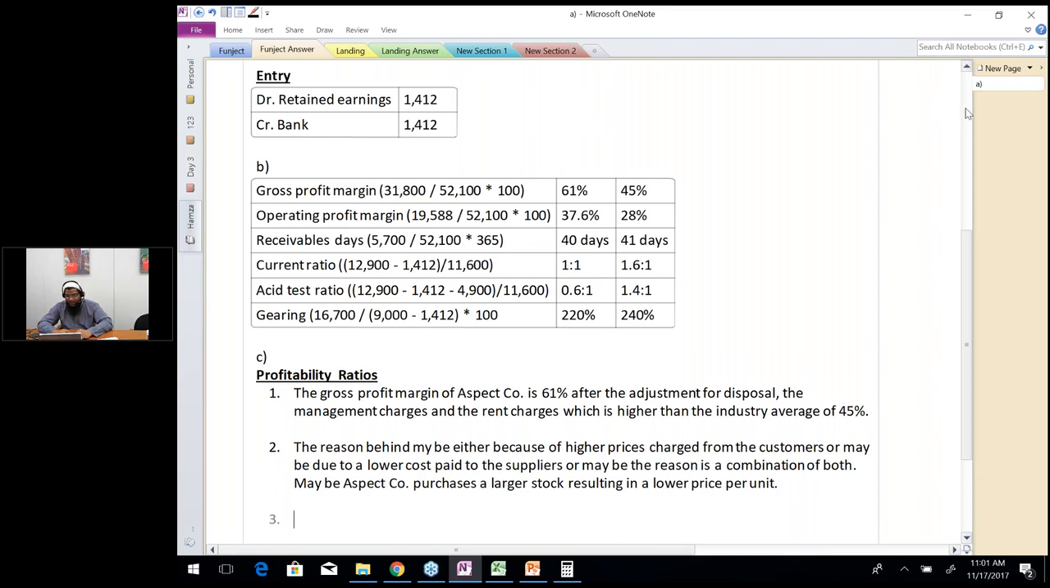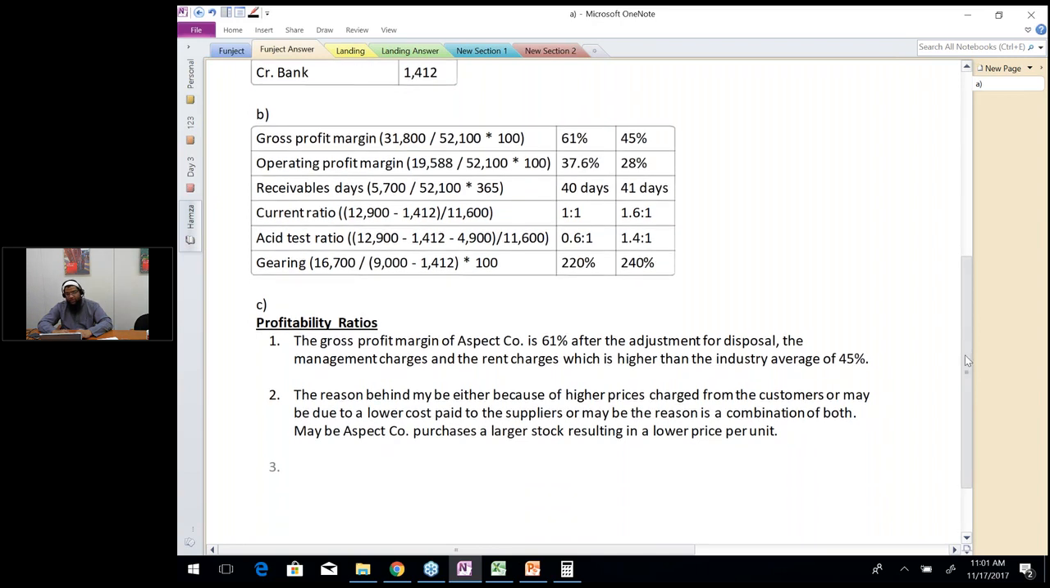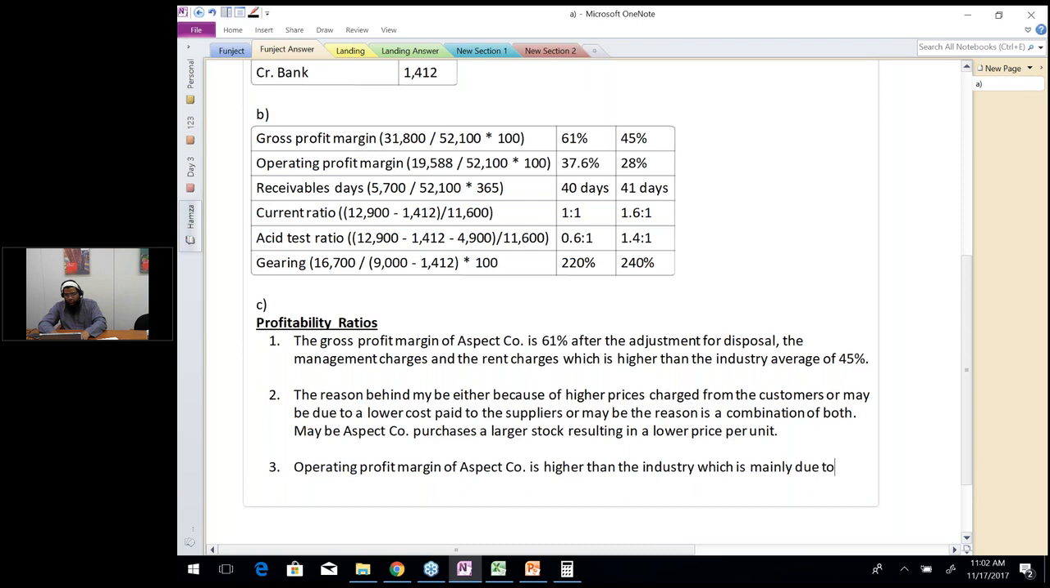Okay, so now let's continue. We have discussed the reason for the higher gross profit margin. Now obviously the operating profit margin is also higher because of the gross profit margin. So I would say that the operating profit margin of Aspect company is higher than the industry, which is mainly due to the higher gross profit margin. The one who has a higher gross profit margin would obviously have a higher operating profit margin.